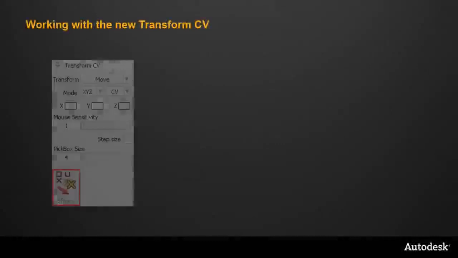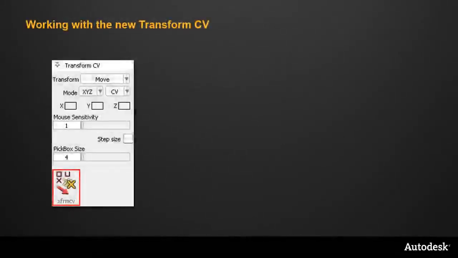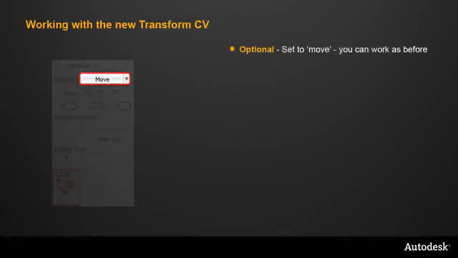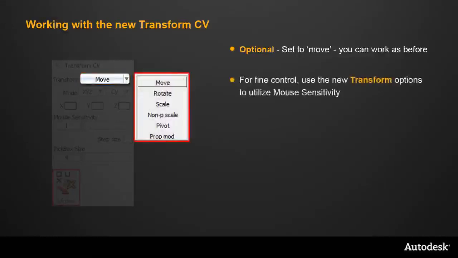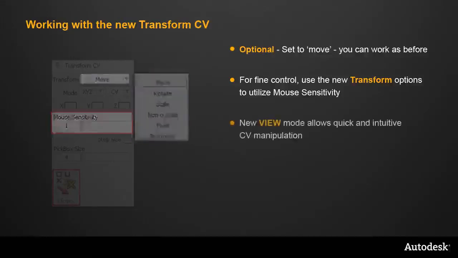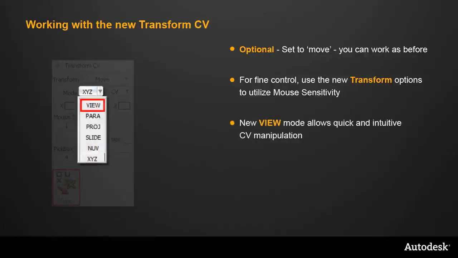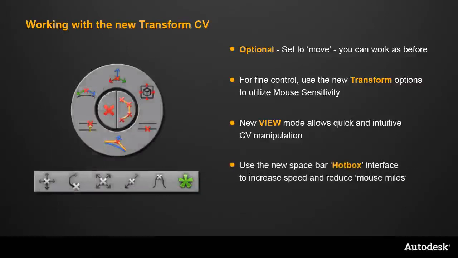All these new ways of working with Transform CV are optional. If the Transform menu is set to Move, then it works exactly the same as the old Move CV tool, so you don't need to change any of your existing workflow. But if you want very accurate control, you can now use the mouse sensitivity slider when rotating or scaling CVs. For intuitive, quick modelling, try the new View mode. And the new hotspot interface lets you focus on your model without having to move to the control panel so often.